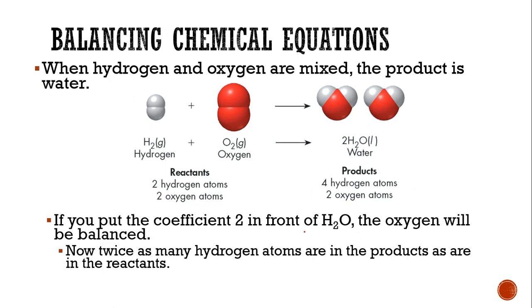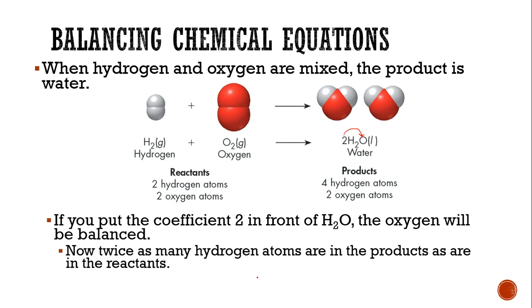So then we ask ourselves, what could we do? Well, what we could do is we could try to put a coefficient 2 in front of H2O. So here is my 2, and then we have to see how that changed my number of atoms. We're going to see that that gave me 4 hydrogen atoms and 2 oxygen atoms because that 2 gets distributed to my oxygen. Now notice how my oxygen are balanced, but my hydrogen are not.